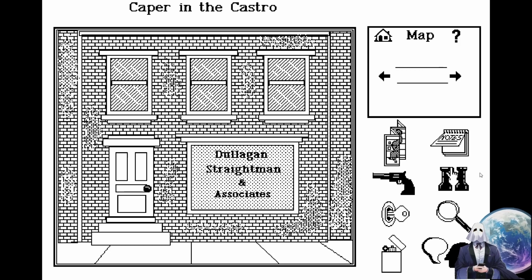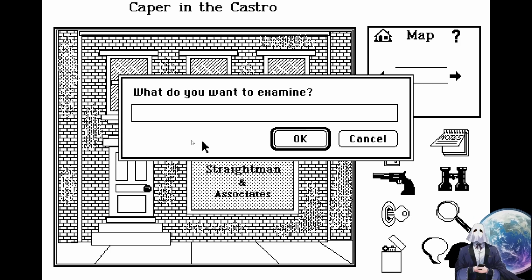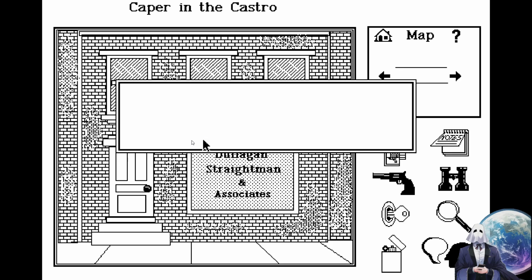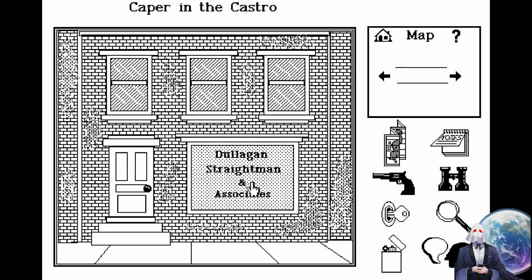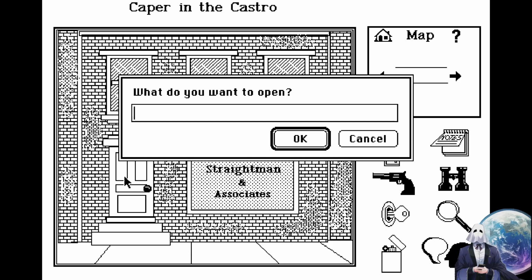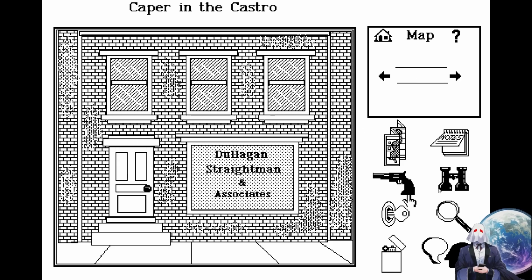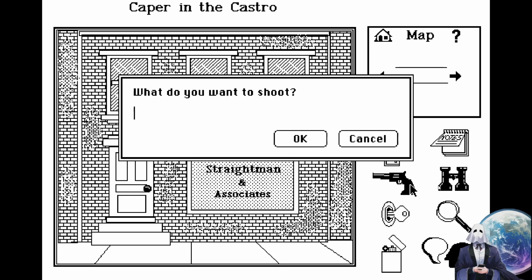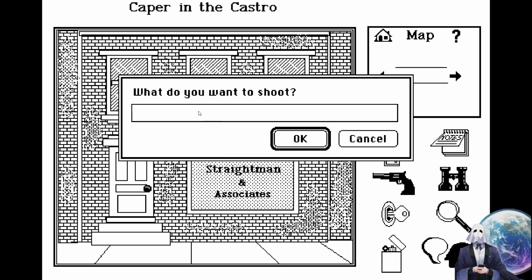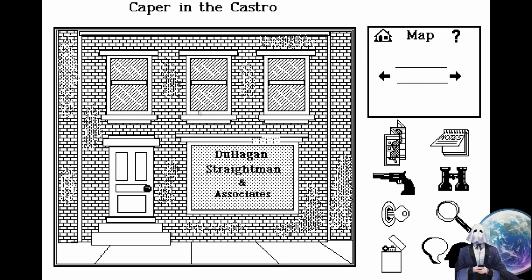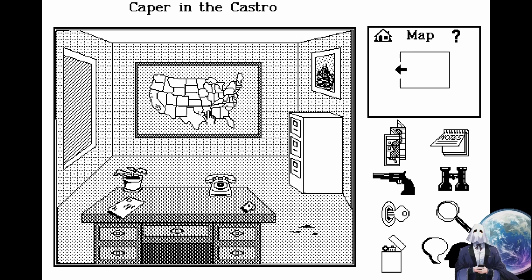The door's locked. There's no straight up interact button. Further examination reveals nothing. Okay, pick the end. Well, I'll shoot the door. Oh, it worked. Okay.